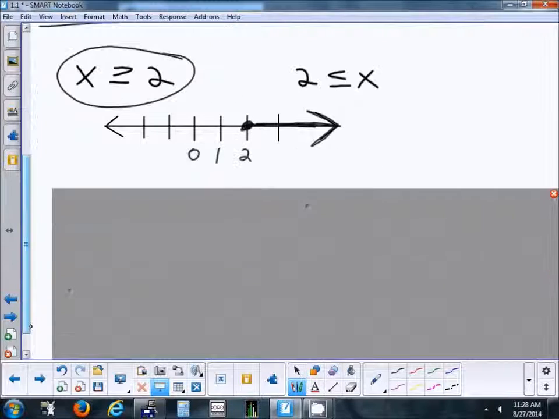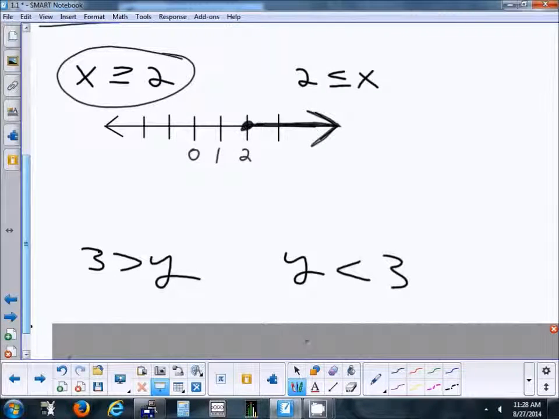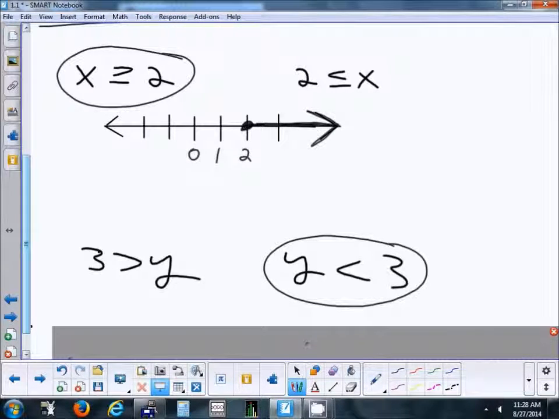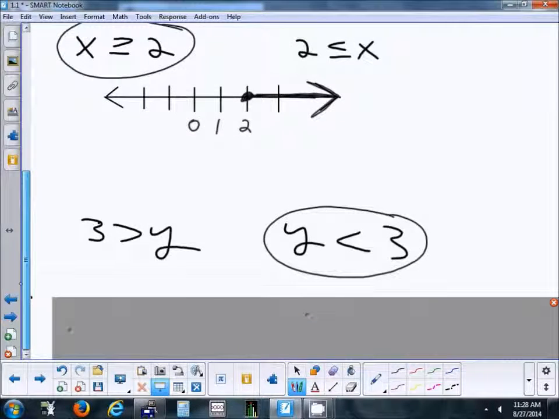Let's try one more. 3 is greater than y. That's how I started it out. This is the preferred way to write it, but I'm showing you both: y is less than 3. Emily, what kind of circle are we going to need this time, open or closed? Yeah, we need open.